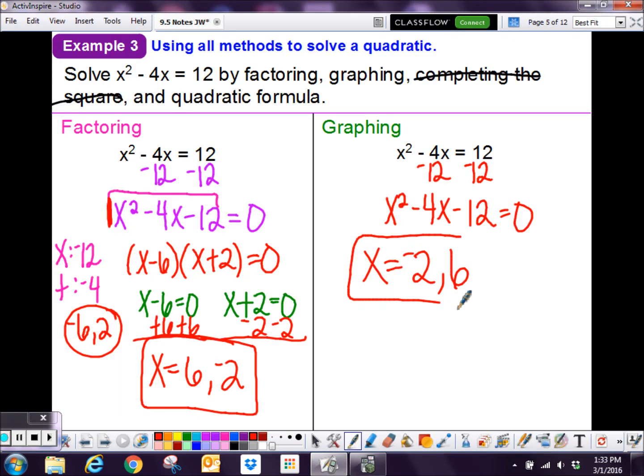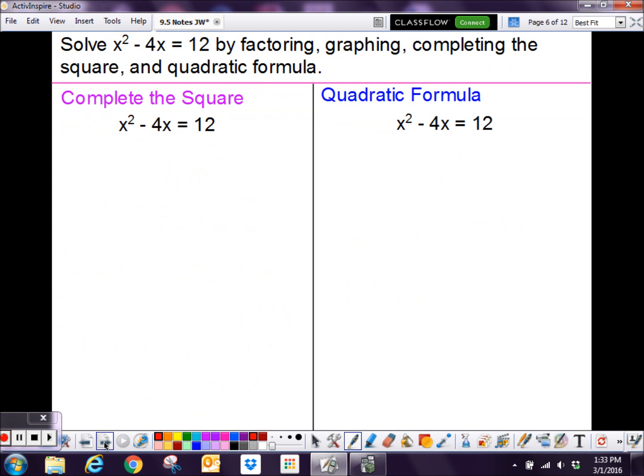So you see we got the same answers. It looks like it's less work, but honestly, if you know how to factor, it might be quicker. So it's up to you sometimes how you want to do these. Just choose the best method for you. Okay, again, we're not doing completing the square, but I do want to do the quadratic formula here.